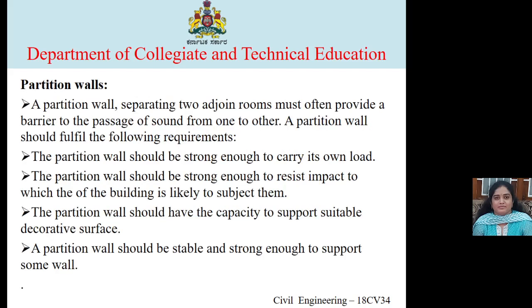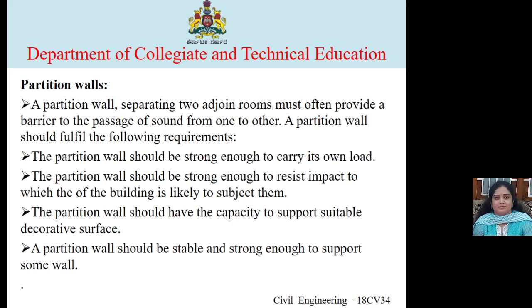A partition wall separating two adjoining rooms must often provide a barrier to the passage of sound from one to another. These partition walls are not load bearing walls, as I said earlier. They act as a barrier between two rooms. Or if there is a big hall, you want to convert it into cabins, you want to make small rooms, small cabins. In that case, you will construct the partition walls. So they'll act as barriers. Okay. So it should fulfill the following requirements.